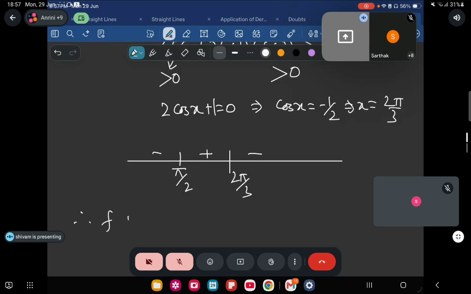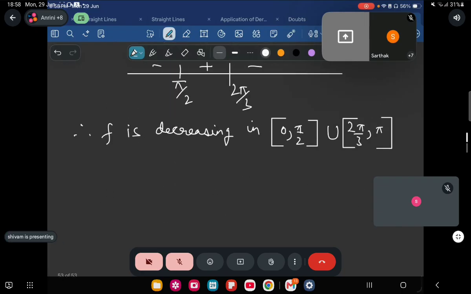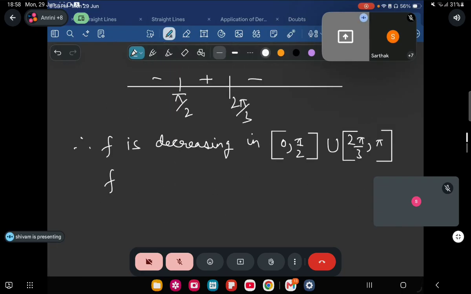Therefore, f is decreasing in closed 0 to pi by 2 union 2 pi by 3 to pi. Tell me, are you getting this? And if I want to write increasing, f is increasing in open pi by 2 to 2 pi by 3. Is it clear, Sarthak?